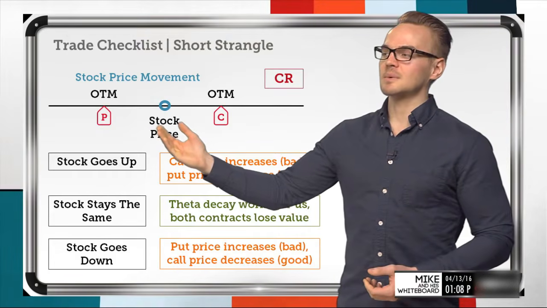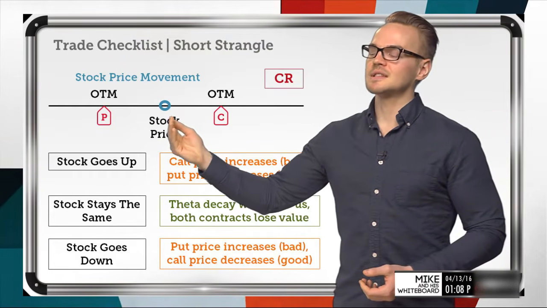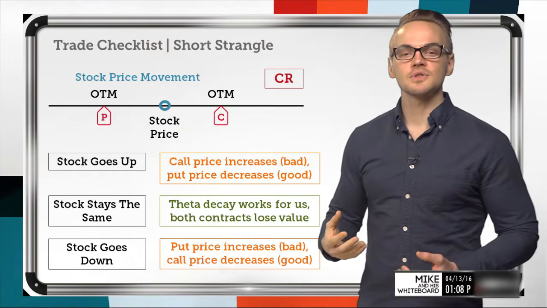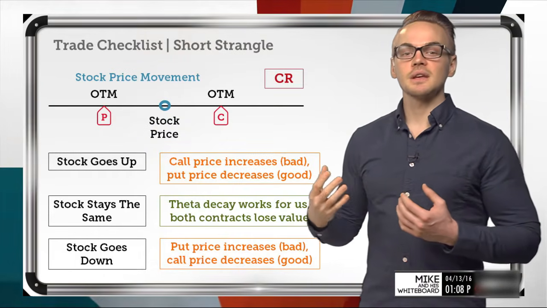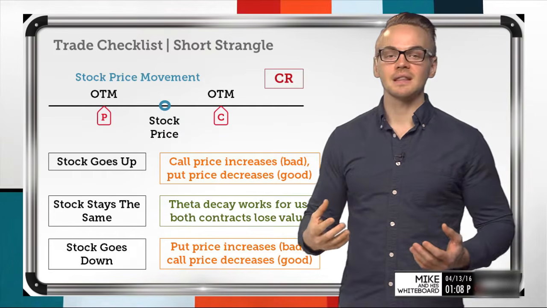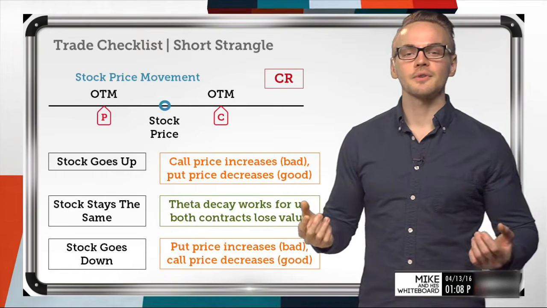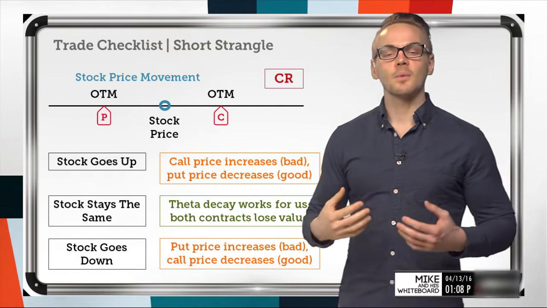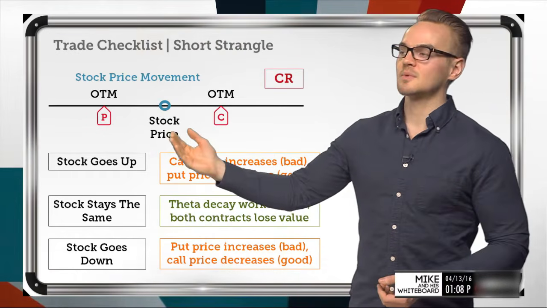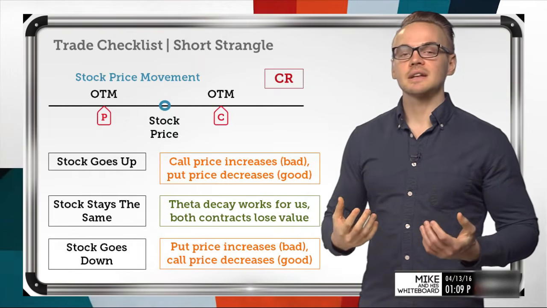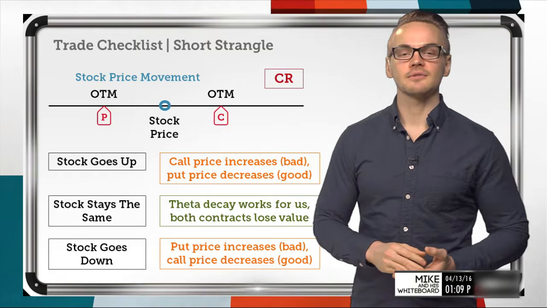So just like when we looked at the stock price going up, if the stock price goes down, our put option is going to move closer and closer to that stock price, which puts it closer at risk to being in the money. But on the flip side, our call option is going to move further and further out of the money. So again, the more time that passes when these movements happen, the better the situation is going to be because of the theta decay that we have working for us.